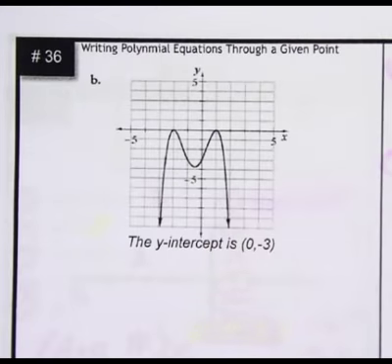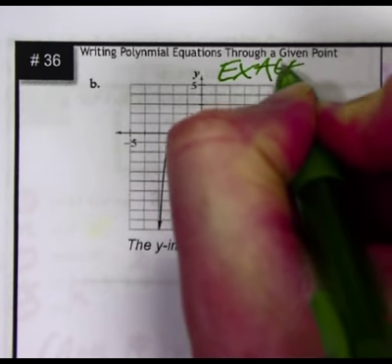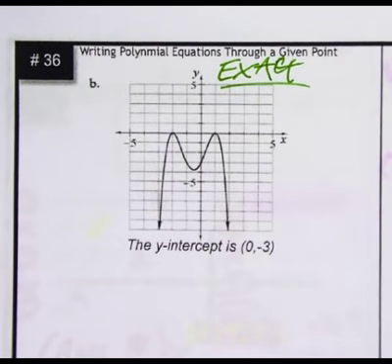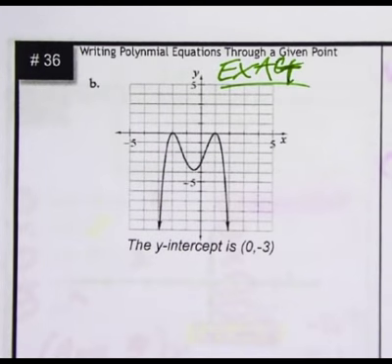Now, target 36. This one is all about finding the exact equation. So now we need to be exact. On target 35, we could get away with being kind of close and just making it an equation that kind of hit all those points, but now we need to make sure that we're exactly correct on this. So we make the general equation.